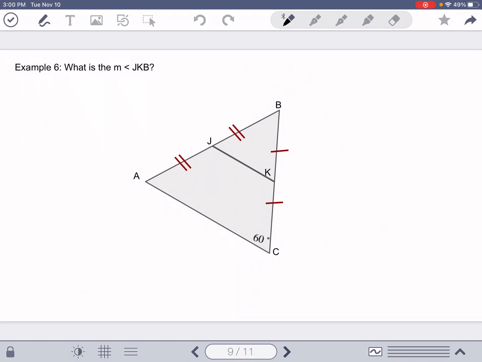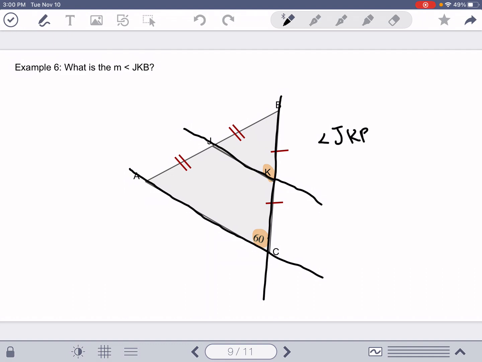Example 6. I'm looking at JKB, and then this is the angle that I'm given. So same thing. I'm not told that these are parallel lines, but I know that these are the parallel lines because of the other information where these two sides are the same. So JKB is 60 degrees.